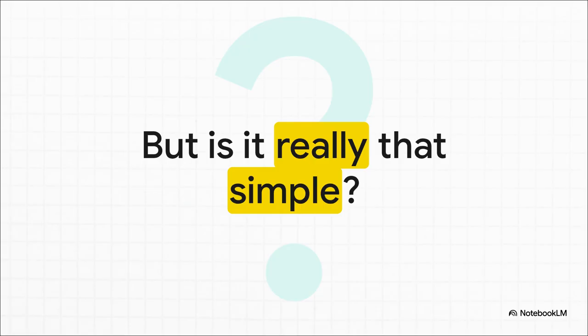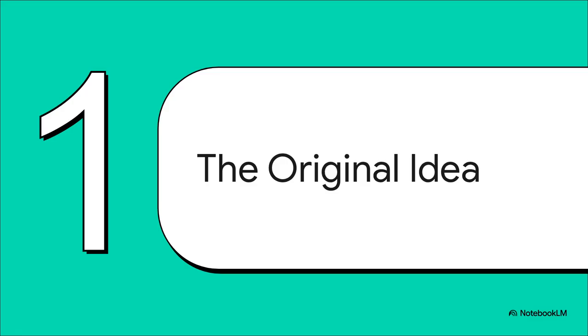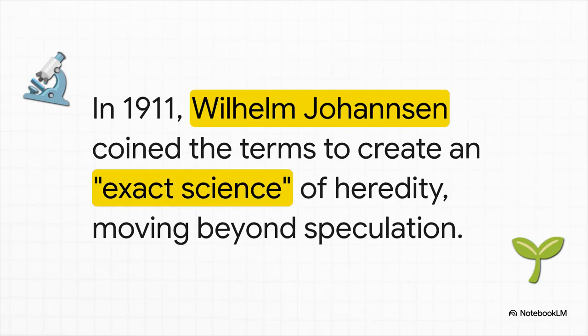Is that clean line between gene and trait a fundamental law of the universe, or is it, well, something we kind of made up? To figure this out, we actually have to go way back. We have to go back to the guy who invented these words in the first place. Meet Wilhelm Johansen. It's 1911, and he's a botanist working with beans.